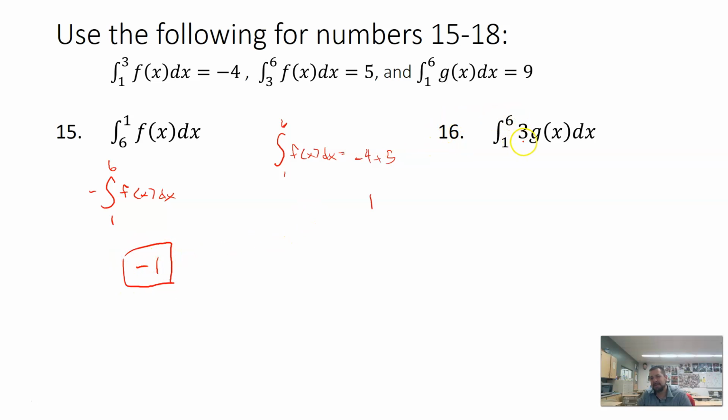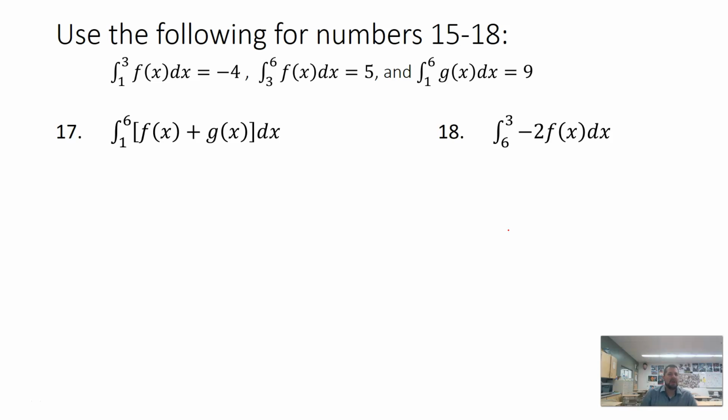On number 16, remember, one of the rules we have is the constant multiple rule. So I can move the 3 out in front, and then I've got the integral from 1 to 6 of g of x dx. So I know what that is. It's written right there. 3 times 9 is equal to 27. And there's your answer for number 16. Okay, so on number 17, we're doing the integral from 1 to 6 of f of x plus g of x.